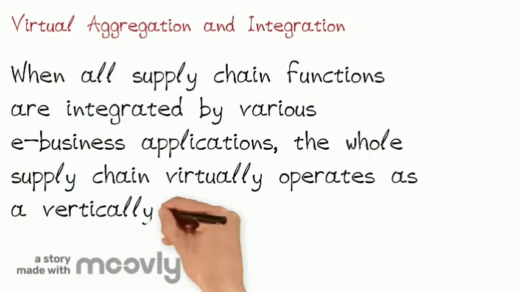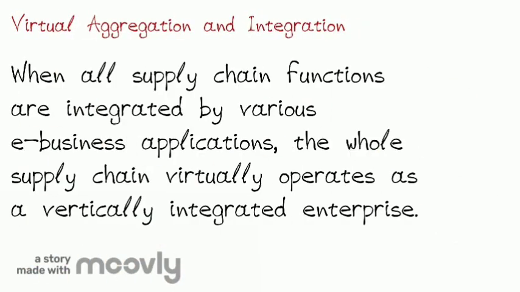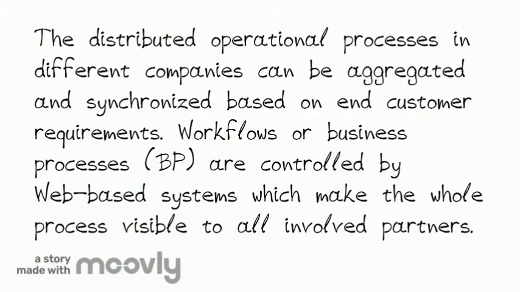Virtual aggregation and integration. When all supply chain functions are integrated by various e-business applications, the whole supply chain virtually operates as a vertically integrated enterprise. The distributed operational processes in different companies can be aggregated and synchronized based on end customer requirements. Workflows or business processes, BP, are controlled by web-based systems which make the whole process visible to all involved partners.